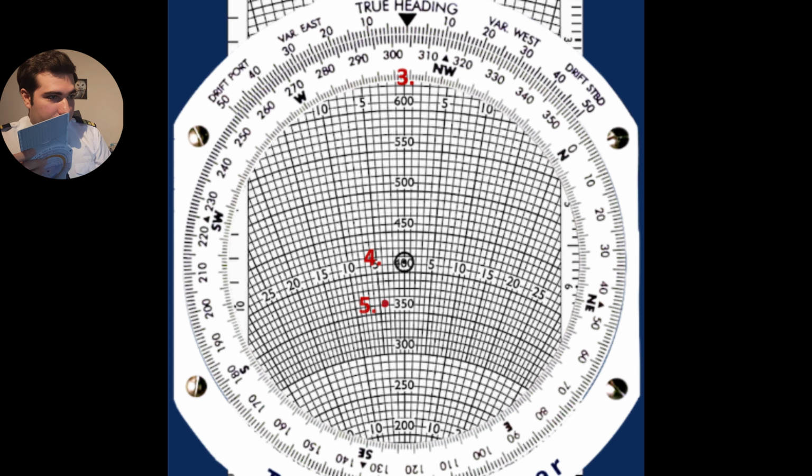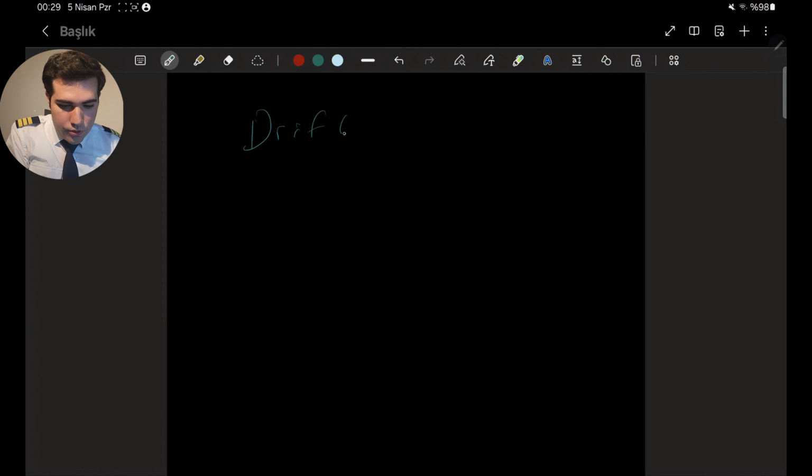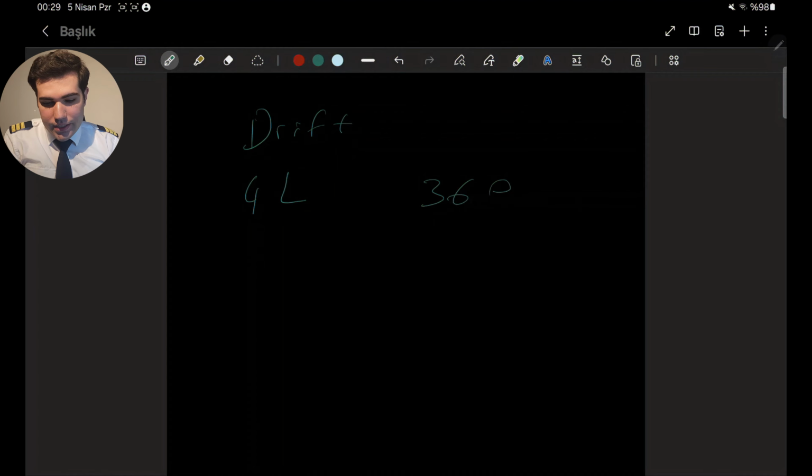So what do you have to do next? Since we know our true track is 304, I just have to rotate this to 304, and I get around 361 with 4 degrees to the left. So remember, the drift, I'll take note, is 4 degrees left. And our ground speed will be like 360 something. It's really close there, to be honest.